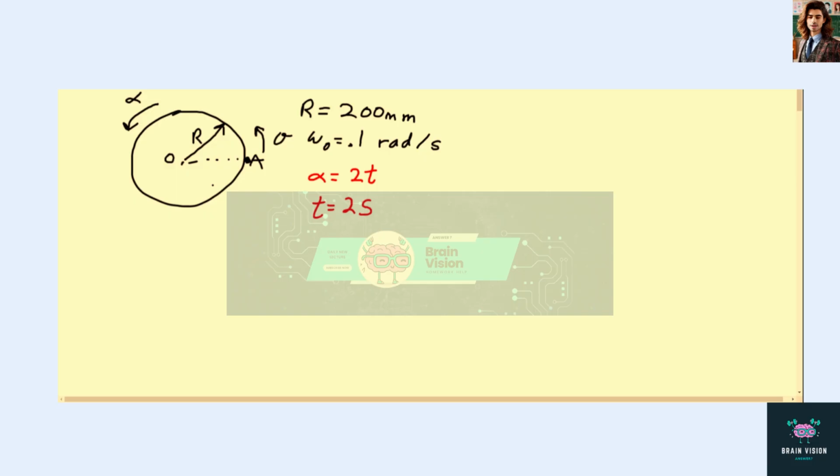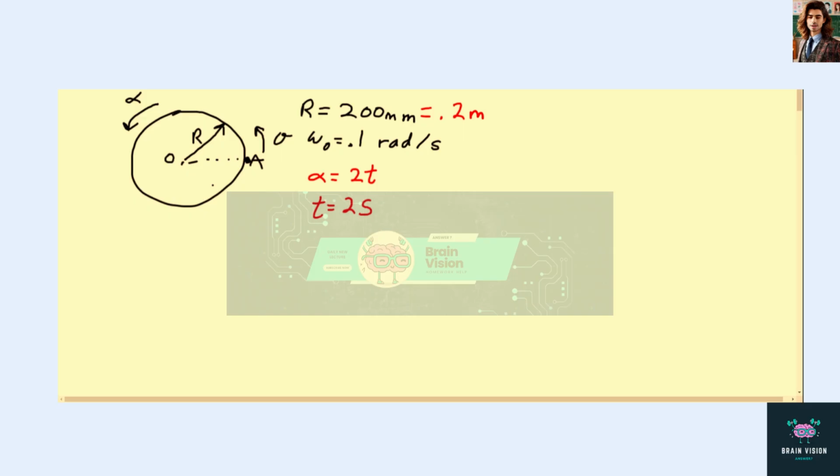Okay, in this question, we have a wheel that's spinning, initially at position theta equals 0 at time t equals 0. It has an angular acceleration alpha of 2 times the time, so the angular acceleration is increasing with time. The radius is 200 millimeters, which we can rewrite as simply 0.2 meters. The initial angular velocity is 0.1 radians per second. And we want to find the linear velocity and acceleration of point A after these 2 seconds.